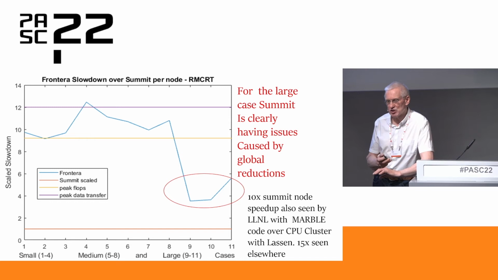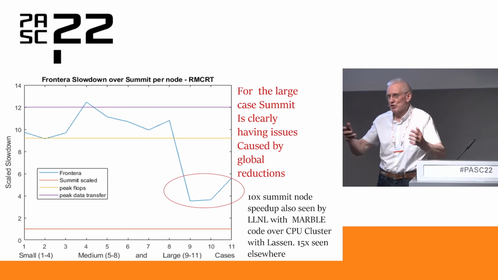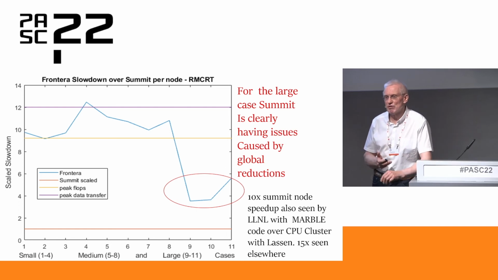On the left-hand side, we have the small cases, where we get closer to seeing the CPU performance. The medium cases, where we've got a slowdown which is closer to what we expect from the relative data bus speeds. And on the right-hand side, for the very large cases, we hit an issue with radiation on Summit. So Frontera did actually pretty well against Summit in this case, because Summit was having difficulties caused by the global reductions that we were doing in the radiation, where we had to bring all the information together to reflect the global connectivity.